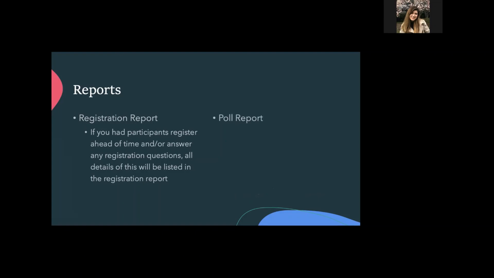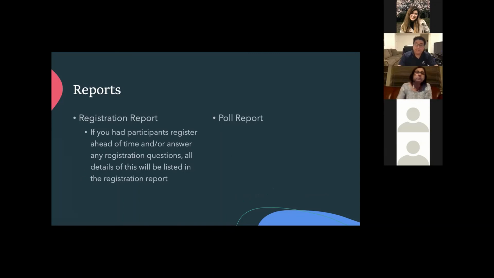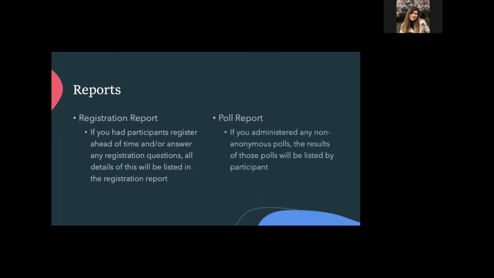The last one is a poll report, right? I told you that you could have polls that were anonymous or not. If the poll was not anonymous, you can actually check the results of each poll and find out who voted for what during your poll in any particular meeting. So those are the 3 kinds of reports.